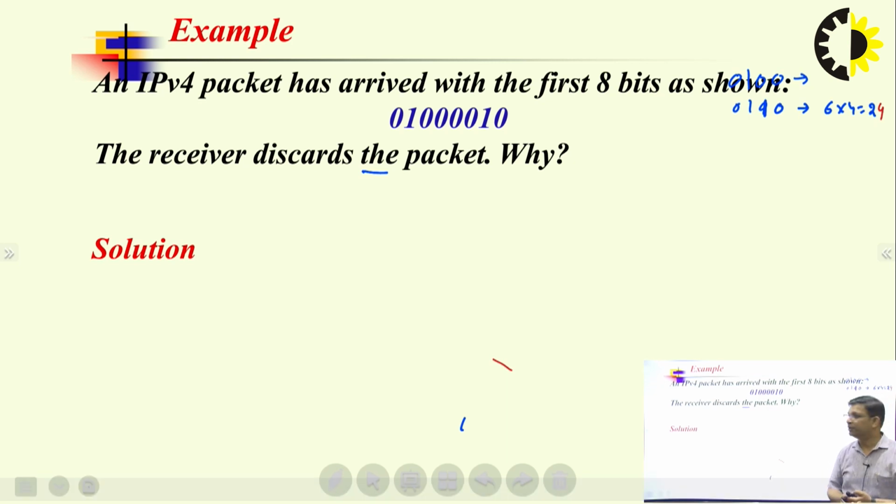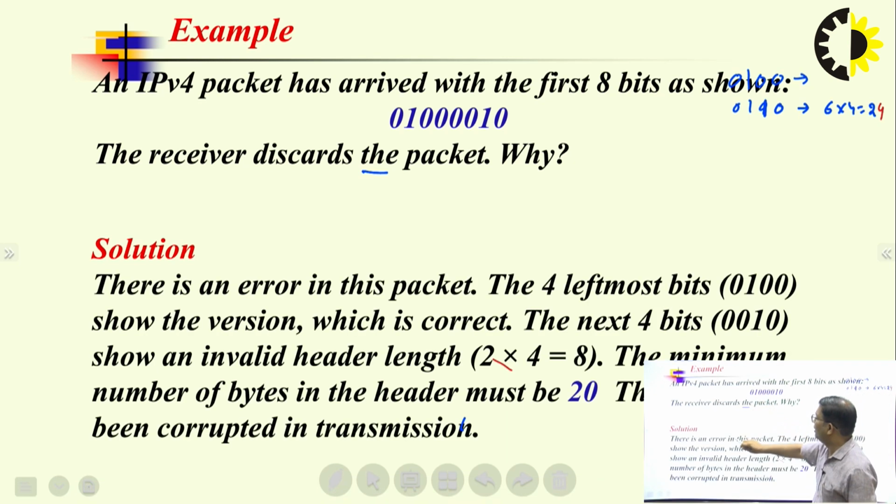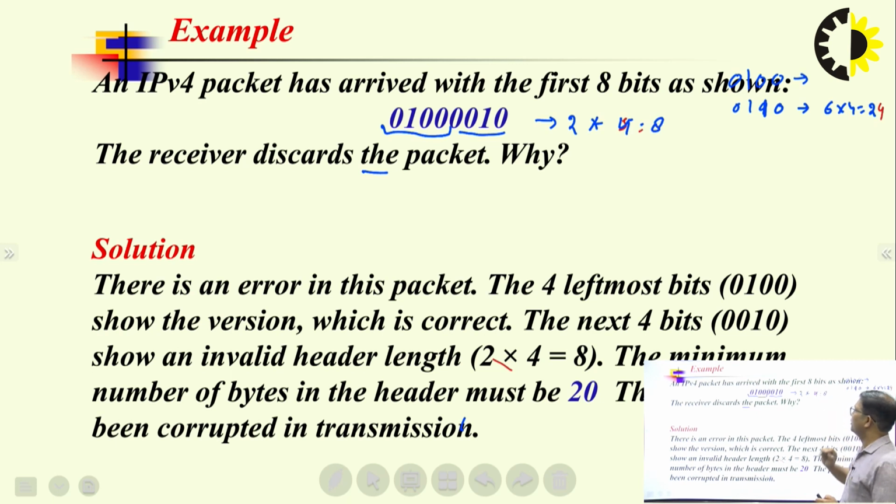Let's see the solution. In this packet, the 4 leftmost bits are 0100. So this is IPv4. This packet belongs to IPv4, so there is no mistake. What about the other 4 bits? 0010. It makes 2 multiplied by 4, which makes 8. So the next field after the version field is HLEN.